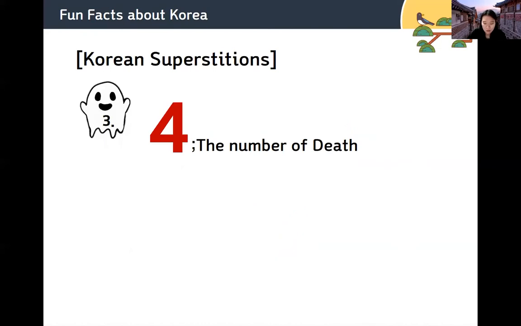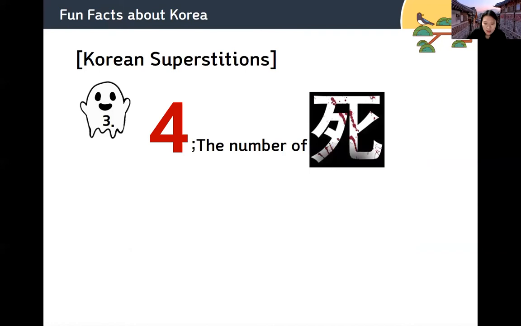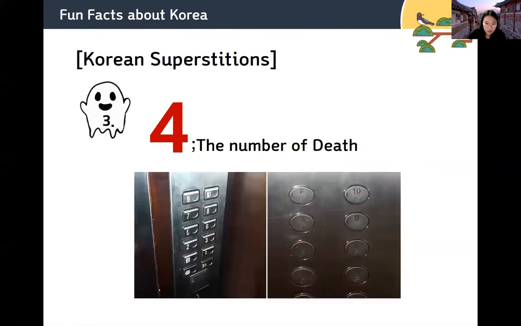Lastly, in Korea, 4 is an unlucky number. This one stems from China, where the word for the number 4 sounds similar to the word for death. This rings true for Sino-Korean, which is rooted in the Chinese language. So many elevators in South Korea use the letter F instead of 4 to represent the fourth floor, similar to how some American elevators jump from the 12th to the 14th floor, skipping the 13th.